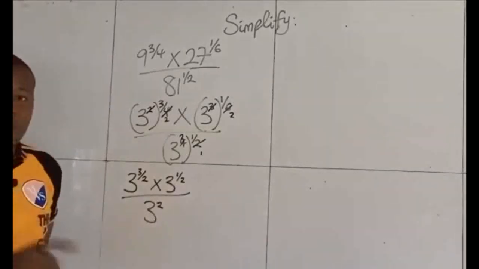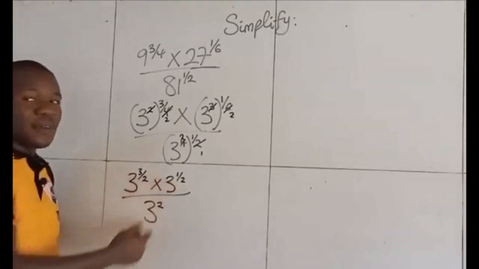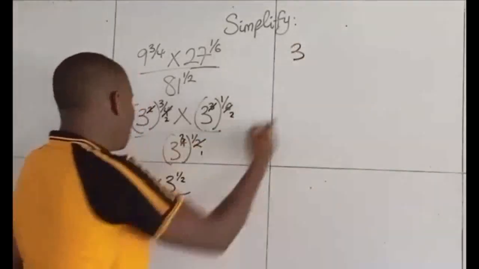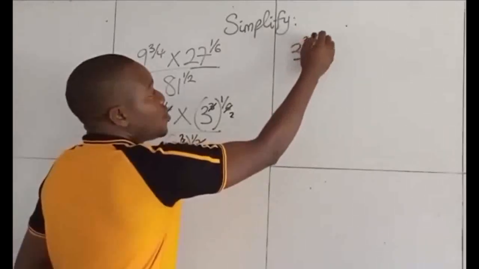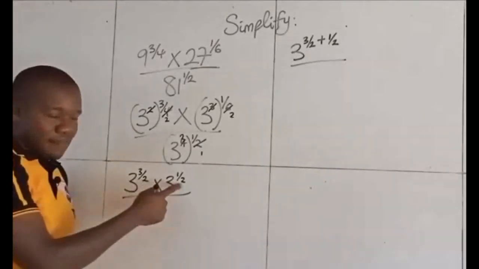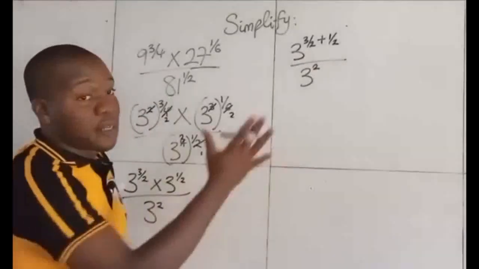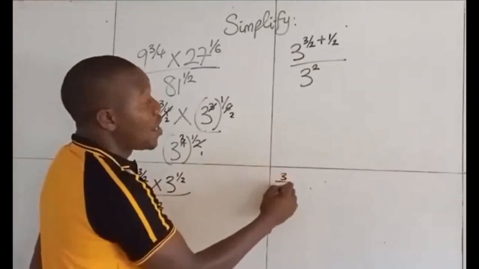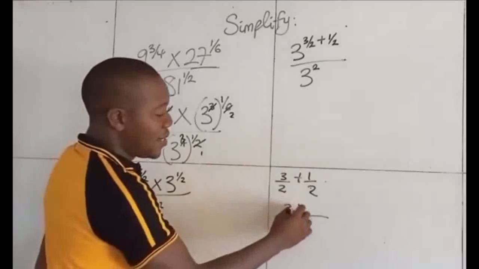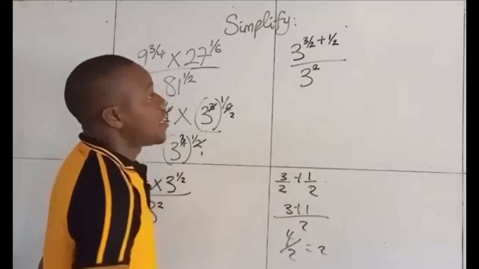And if you can recall the first law of indices, you have a base to a power, multiplies the same base to a power, we simply pick out the common base and add the powers. So when we do that, we have 3 raised to the power 3 over 2 plus 1 over 2, all over 3 raised to power 2. So when we add the powers at the numerator level, we have 3 over 2 plus 1 over 2. Of course, they have the same denominator, which is 2. So we add the numerators, 3 plus 1. 3 plus 1 is 4, divided by 2. 4 over 2 is 2. That means this gives me 2.